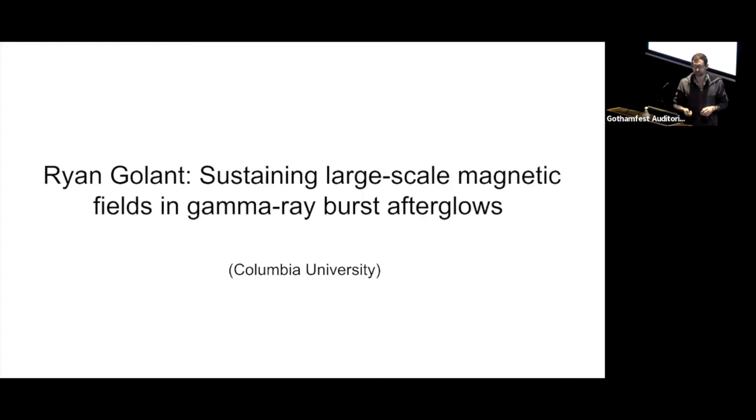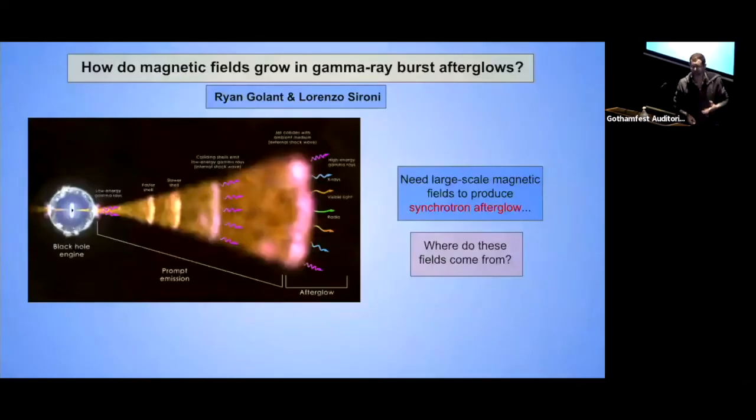And for the past year, Lorenzo Cerrone and I have been trying to understand how magnetic fields grow and decay in gamma ray burst afterglows. So gamma ray bursts, or GRBs, are typically divided into 2 phases of emission. There's the prompt emission, and then there's the afterglow emission. Both are powered by this relativistic jet that emerges from some central engine. So dissipation within the jet gives rise to the prompt emission, which is the initial burst of gamma rays that gives gamma ray bursts their name.